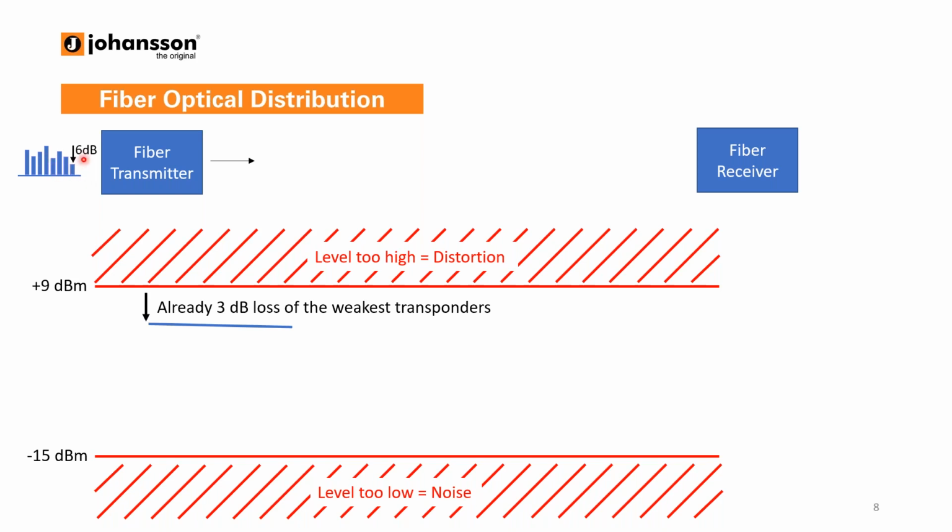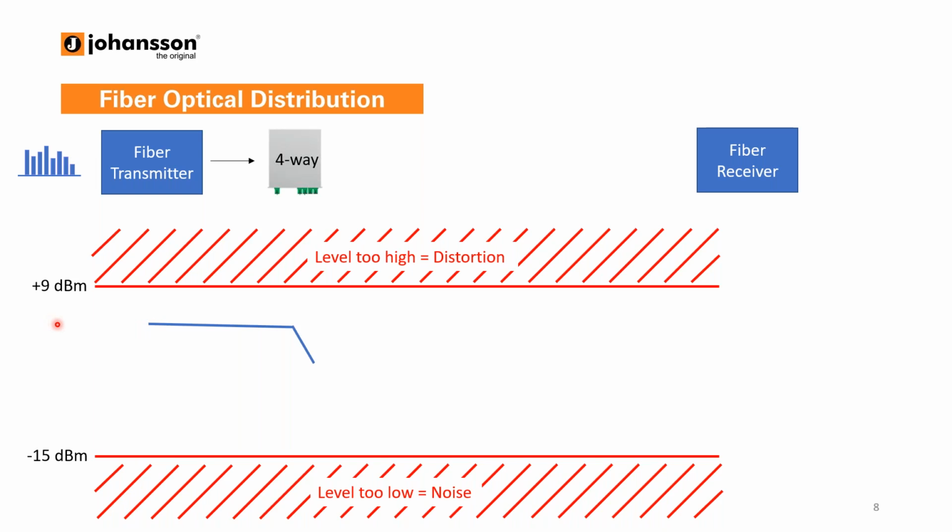If you then, of course, take such an RF signal and put it in the fiber transmitter, imagine that you already have a 6 dB difference between the highest transponder, in the middle, and then on the right the lowest transponder. So you have already 6 dB difference. This means optically that you already lose 3 dB. The highest transponders will be close to 9 dBm and cannot go any higher, otherwise you get distortion on the highest transponders. So you have to stay below the 9 dBm. Because of this difference between these two transponders, the weakest transponder will already start at a lower level.